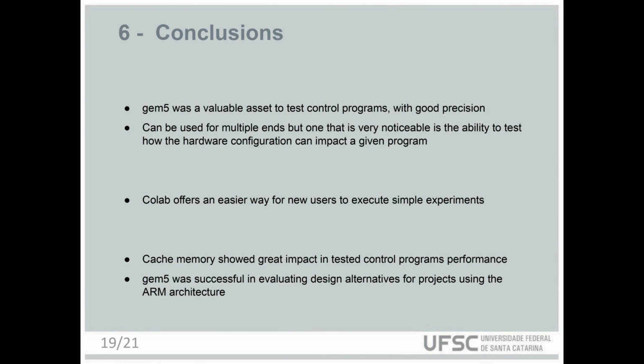We also saw that Codelab offers a significantly easier way for non-experienced users to execute simple experiments. The cache memory also showed great impact on the tested control program's performance. And finally, gem5 was successful in evaluating design alternatives for projects using the ARM architecture.